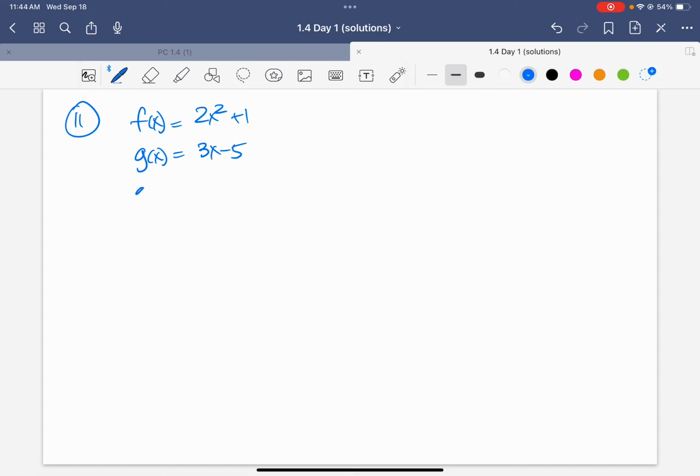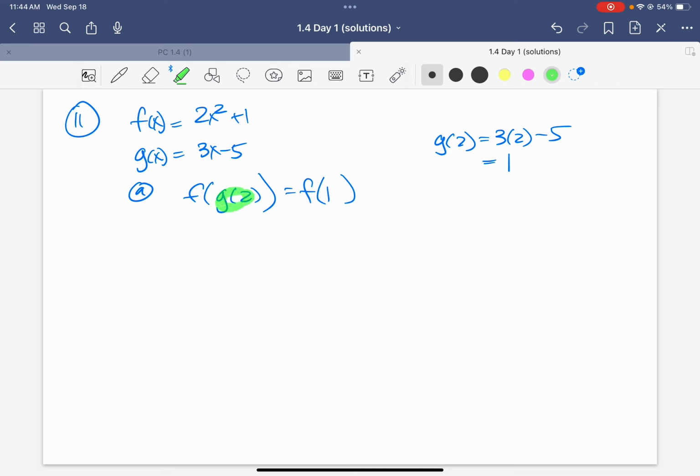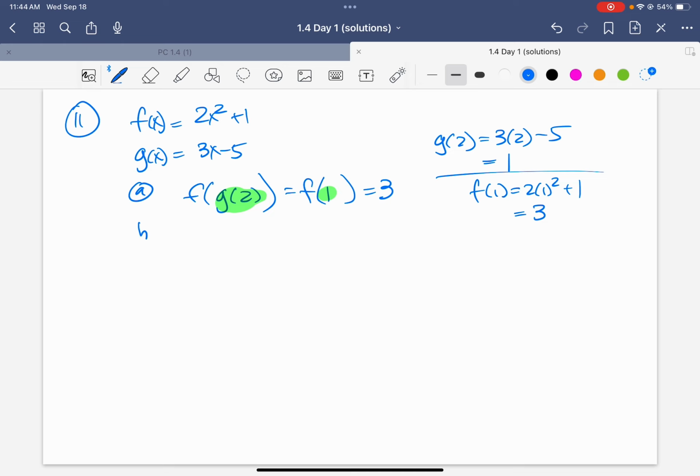In this case, for part A, it wants f of g of 2, which we know just means first find g of 2, which is 3 times 2 minus 5, or 1, and take that 1 and plug it into the function f. So f of 1 is just 2 times 1 squared plus 1, which is 3. So f of g of 2 is just 3.